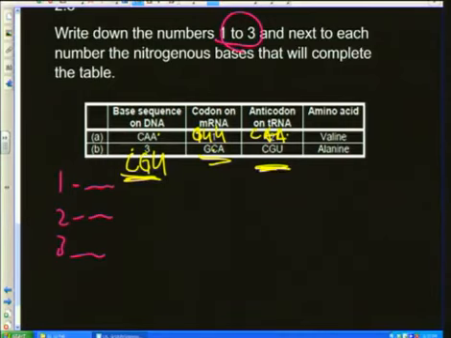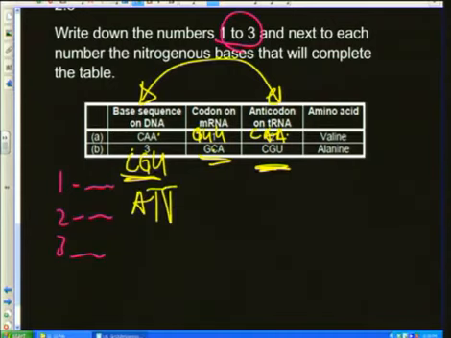The only time that these two will be different from each other is if in this DNA you have an ATT, for example. So ATT will become UAA.